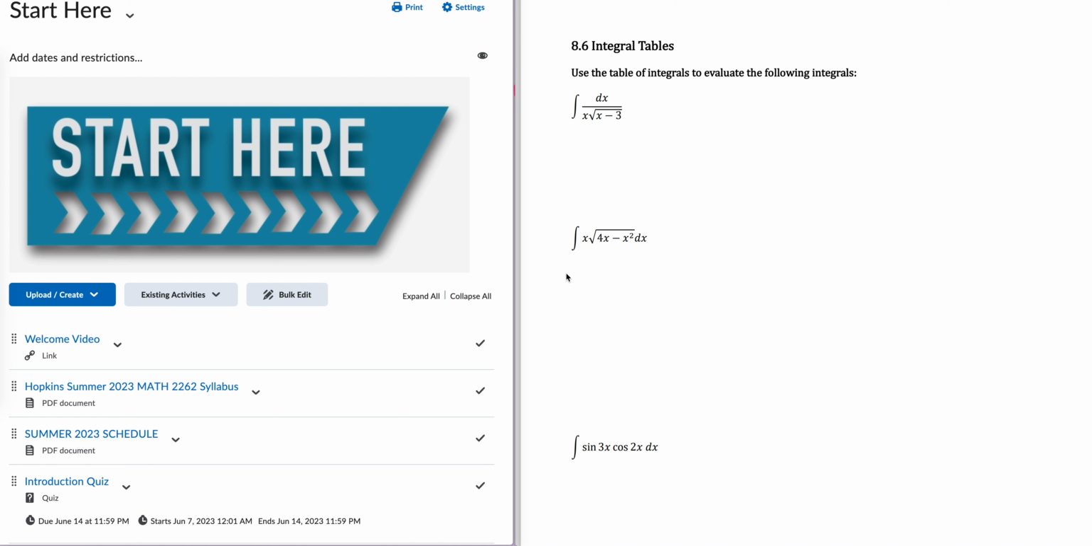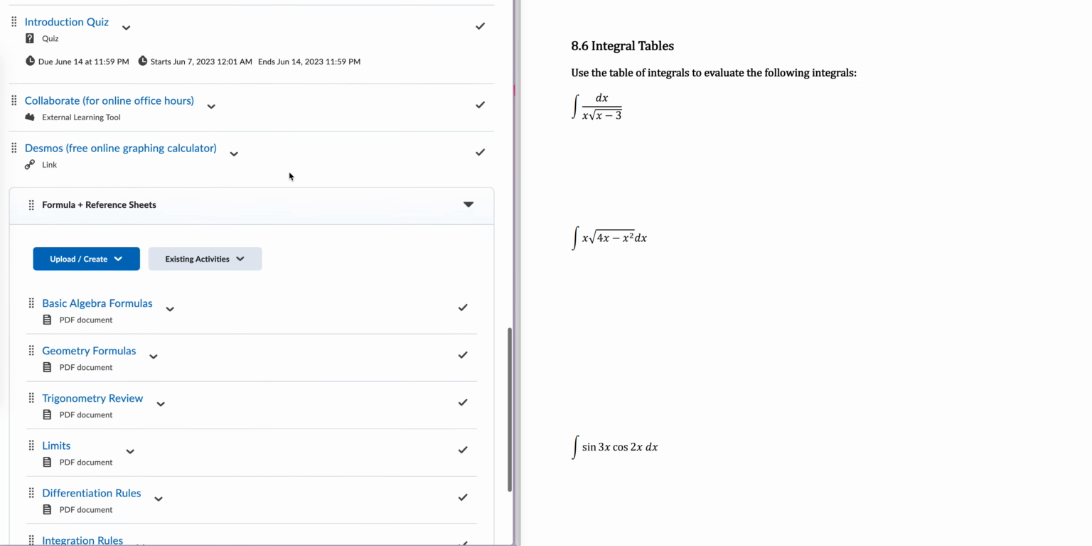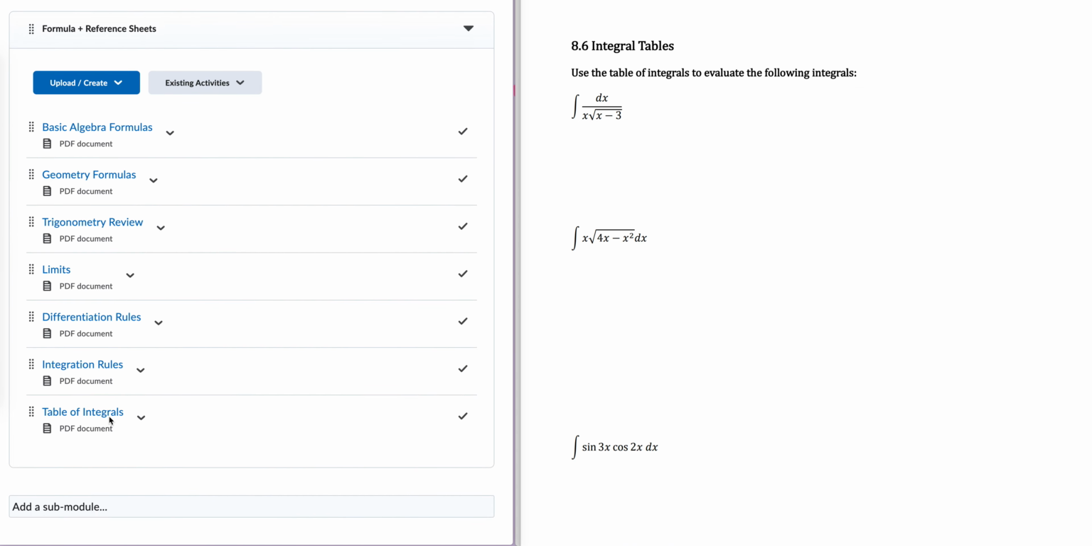For this next section, 8.6, we're going to be using integral tables. And I know I've mentioned this in passing before, but for this video, I'm going to actually have the integral tables side by side with the notes because we're going to use them so extensively. And you can find that table in the Start Here module. If you scroll down to where it says Formula and Reference Sheets, at the very bottom it says Table of Integrals, and that's what we're going to be using.